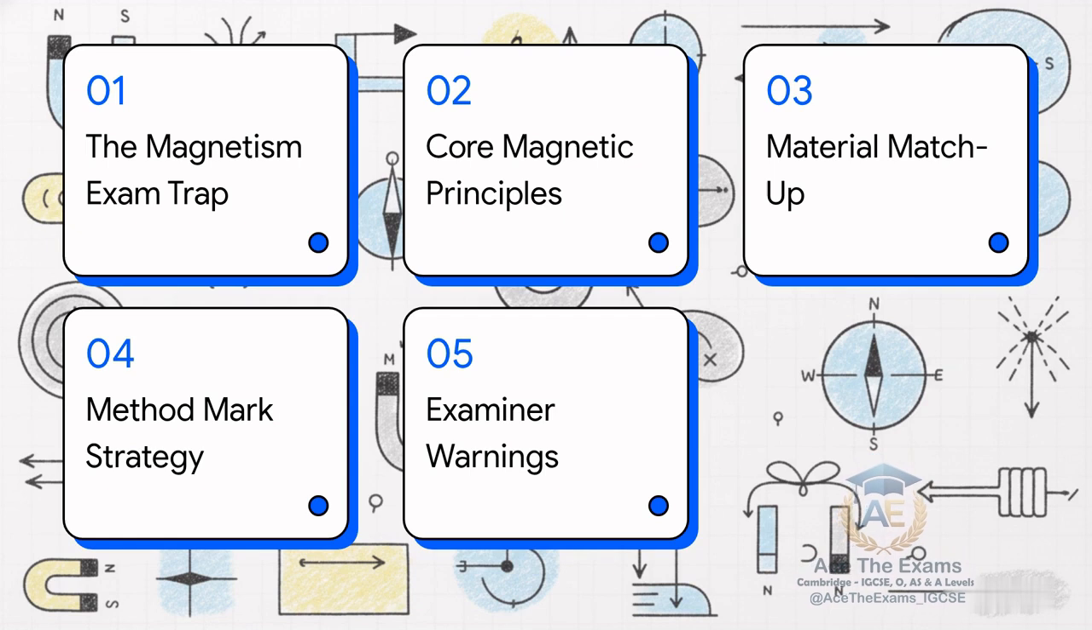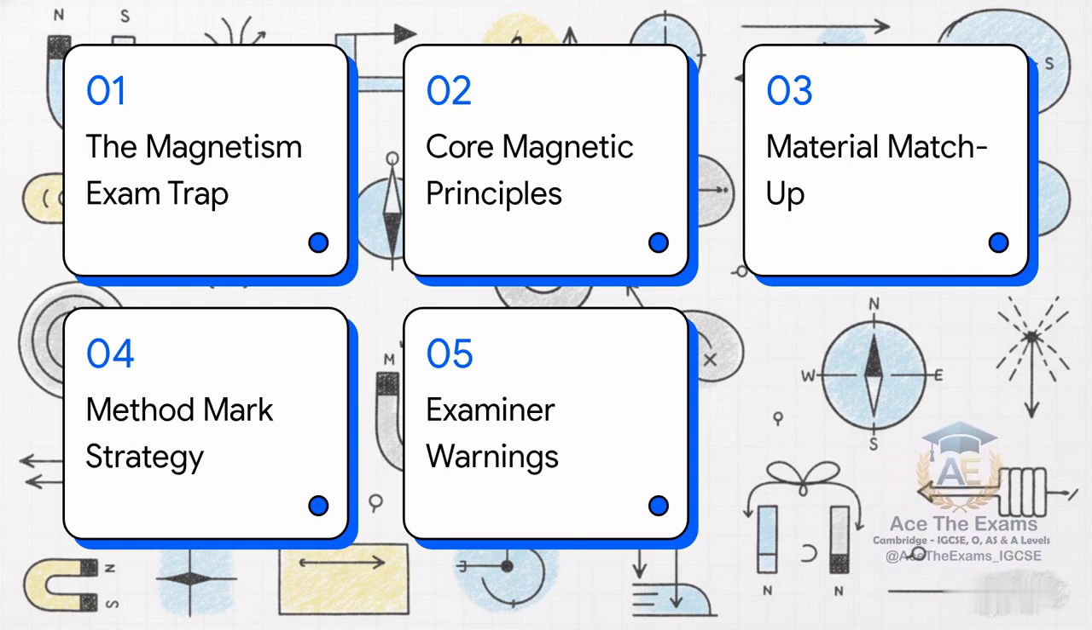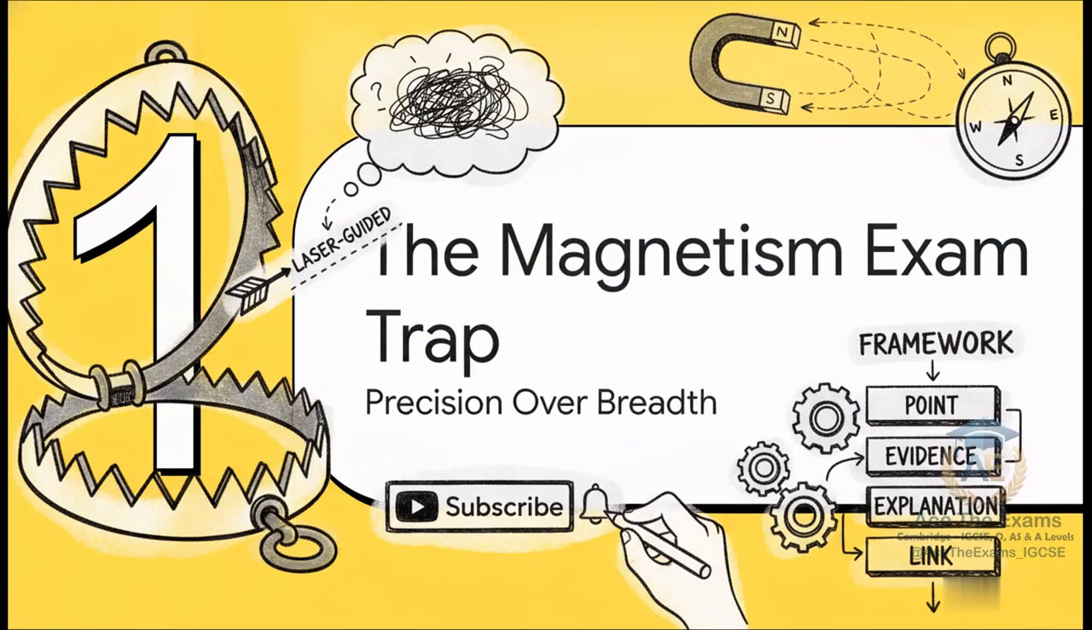We're going to cover Section 1, the Magnetism Exam Trap, Section 2, Core Magnetic Principles, Section 3, Material Matchup, Section 4, the Method Mark Strategy, and finally, Section 5, Crucial Examiner Warnings. Let's jump straight into Section 1, the Magnetism Exam Trap, Precision over Breadth.